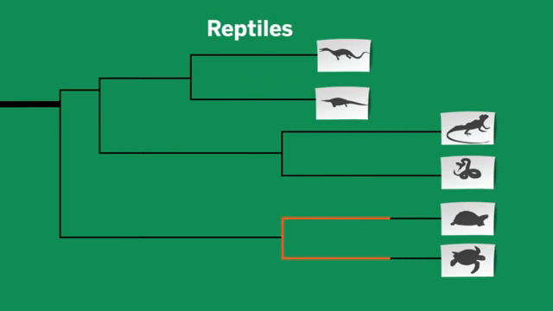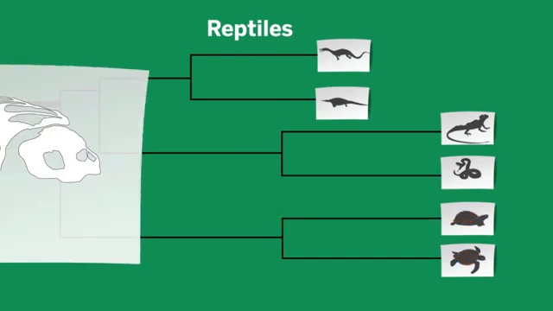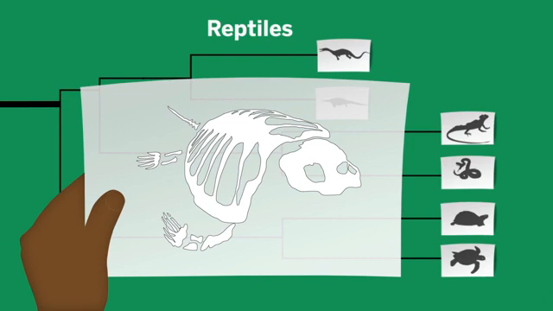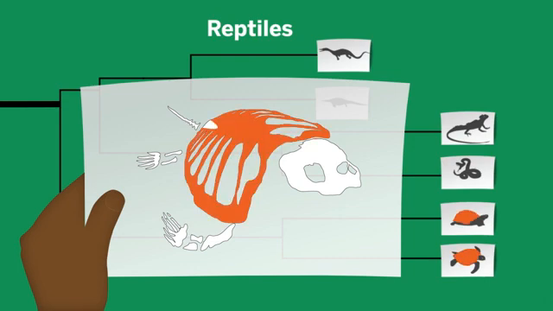Species that branch off from a more recent common ancestor can share structures that no other species have. These are called diagnostic structures. When paleontologists find a diagnostic structure on a fossil, they can make inferences about what other group of species it shares ancestry with. This helps them figure out where the fossil belongs on the evolutionary tree.